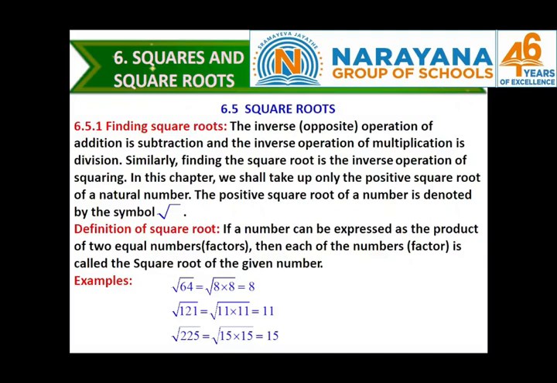Remember that root 64 may be minus 8 also. But here we are going to take only the positive values. And root 121 is equal to 11, because I am going to express root 121 as root of 11 into 11, which is equal to 11. Root 225 is equal to root of 15 into 15, that is equal to 15.